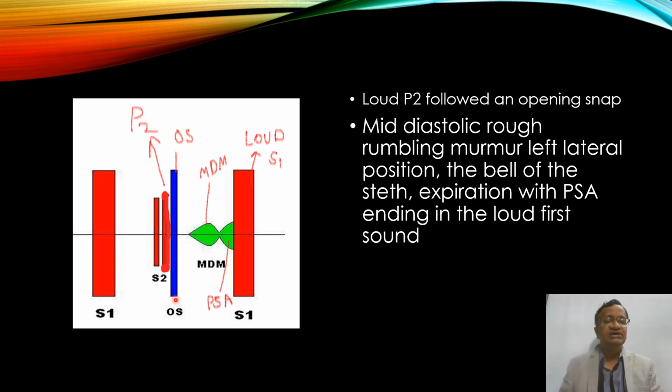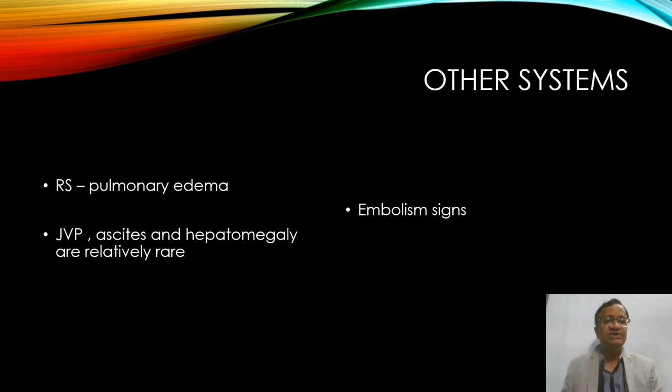S1 is loud, P2 is loud, P2 is followed by an opening snap, and this is diastole, a mid-diastolic murmur, a pre-systolic accentuation, which again ends in a loud S1. These are all the clinical findings. Now you see S2, this S2 is P2. P2 is loud, followed by opening snap, followed by some early free diastole, then mid-diastolic murmur, pre-systolic accentuation, ending with a loud S1. This is the classical cardiac finding of mitral stenosis.